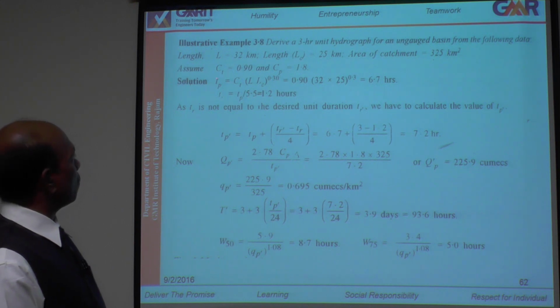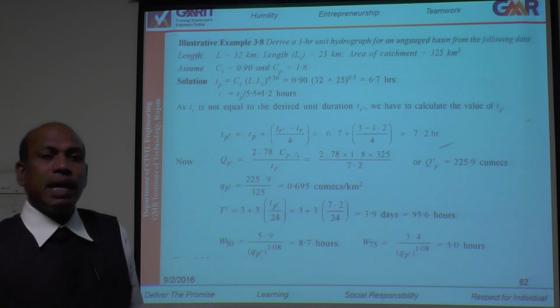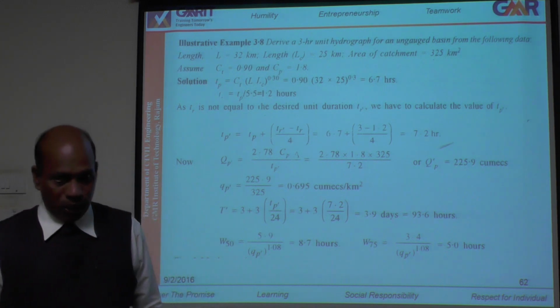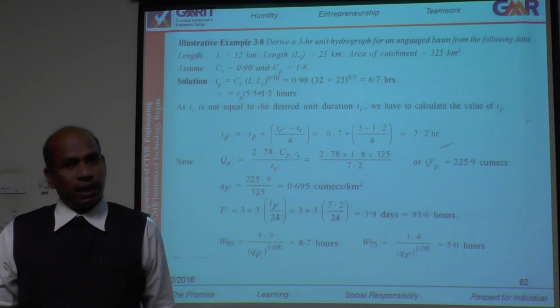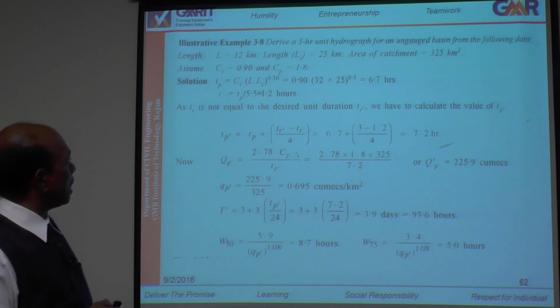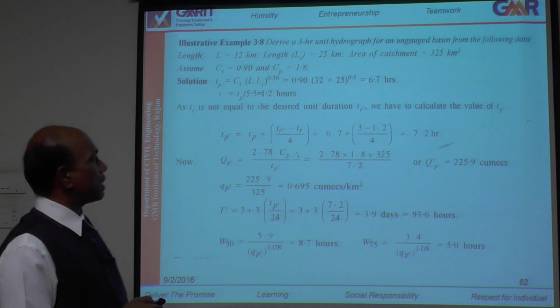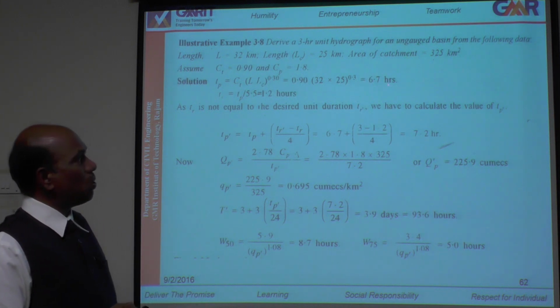So first of all, we are going to determine the Tp. Once we know the Tp, then we estimate the unit duration. Based on the unit duration, we decide whether or not to apply the correction. First of all, Tp is equal to Ct times (L Lc) to the power 0.3. All the given values are substituted here, and we get 6.7 hours. This is the basin lag. As per the values, the basin lag is equal to this one.